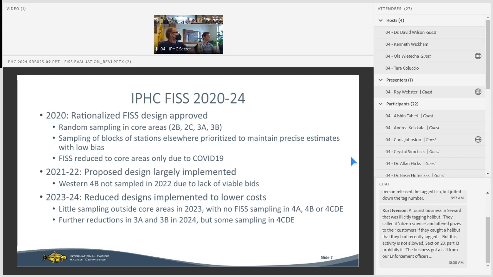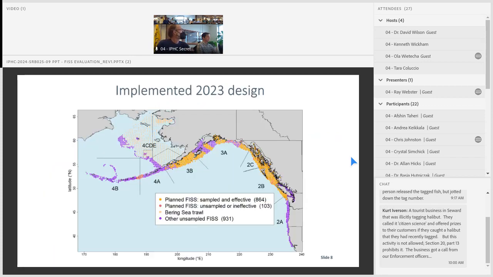In 2023 to 2024, reduced designs were implemented to lower costs. We had little sampling outside the core areas in 2023, with no sampling in 4A, 4B, or 4CDE. There were further reductions in 3A and 3B this year, but some sampling was added in 4CDE. So this was the implemented 2023 design. You can see extensive areas with no sampling at all. We had planned to sample here, but got no bids in 4A and 4B. There was only a small amount of sampling in the far north of 2A and gaps in 3A as well.